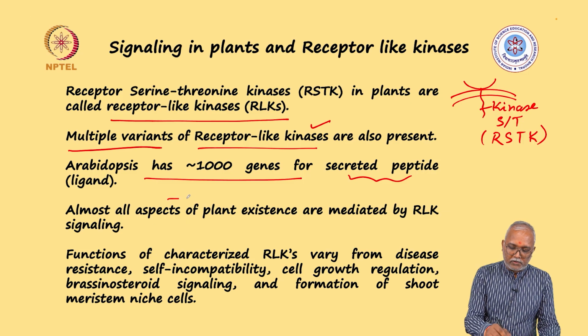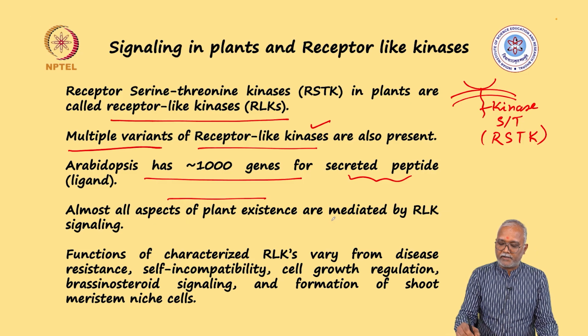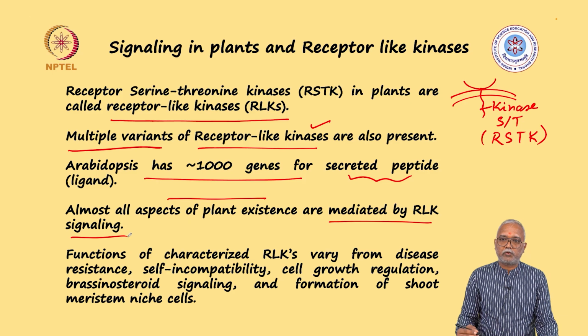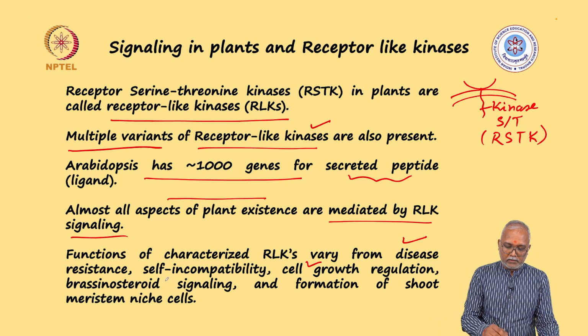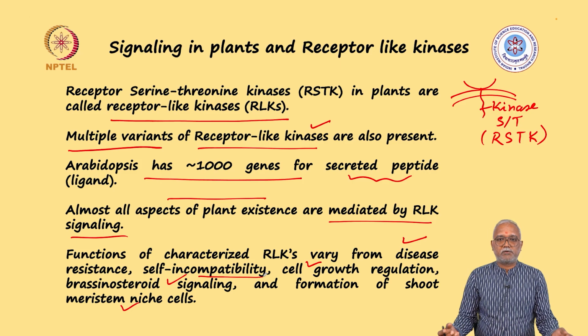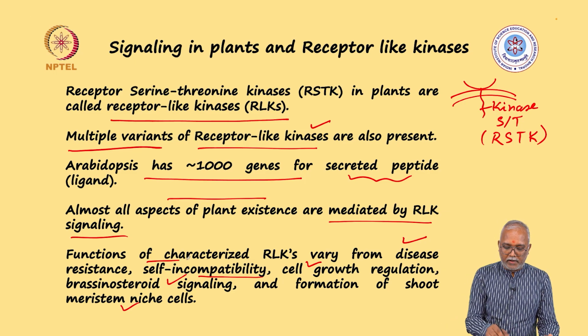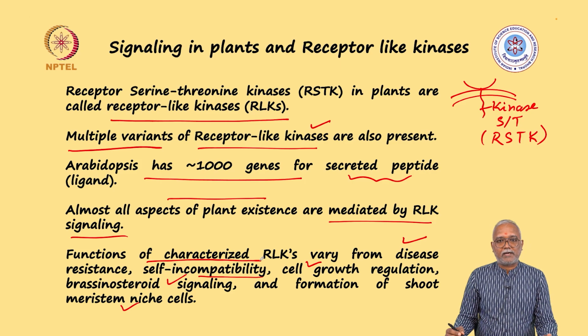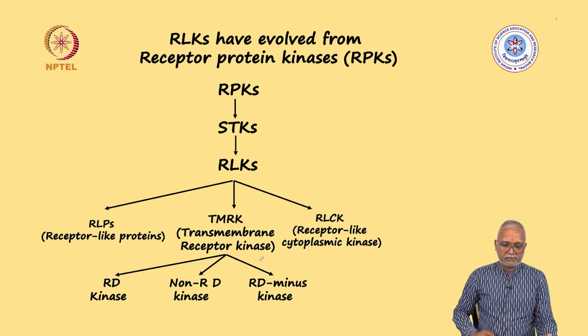Almost all aspects of the plant existence is mediated by signaling through receptor-like kinases, which involves disease resistance, cell growth signaling, meristem activity, as well as something which is very critical for plants, which is called self-incompatibility. This is with respect to the pollination, whether the plant is going to show self-pollination or cross-pollination, that is being regulated by some of these kinases which are acting on the self-incompatibility process.